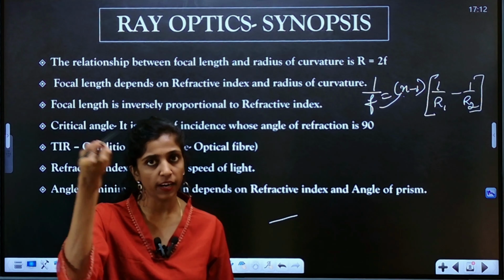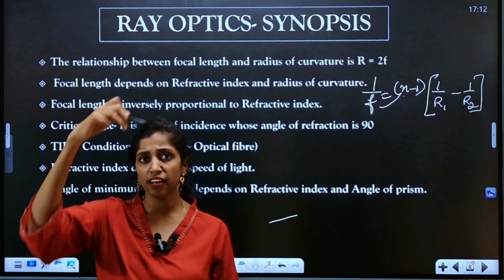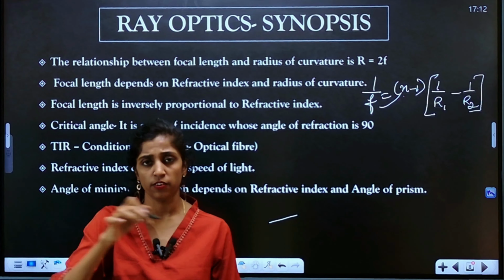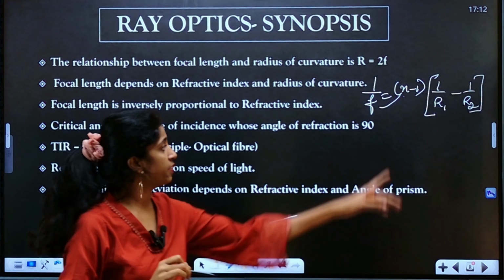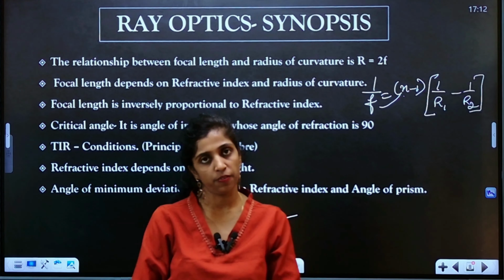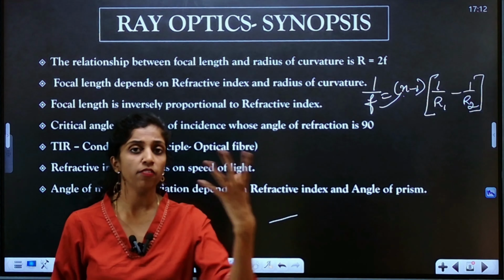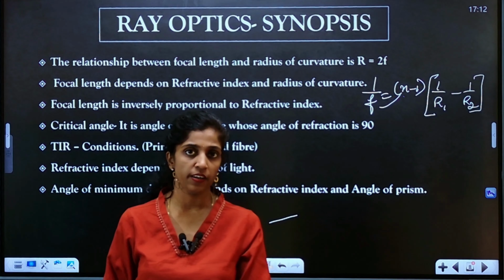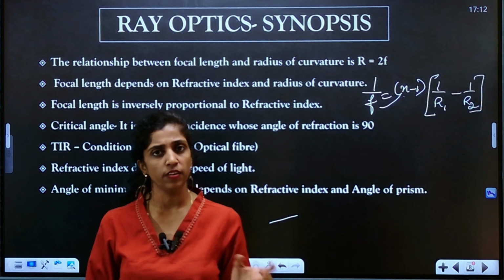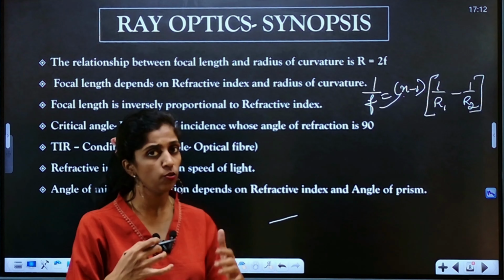Focal length depends on refractive index and radius of curvature, and it does not depend on object distance, image distance and so on. Focal length is inversely proportional to refractive index. More the refractive index, lesser the focal length. For example, diamond has got the maximum refractive index, so that's the reason we say the focal length of the diamond is less. Like this you can apply this.